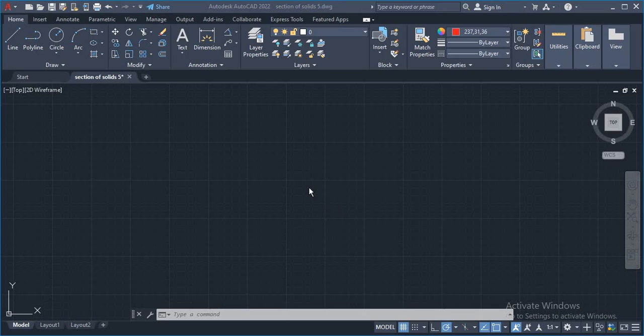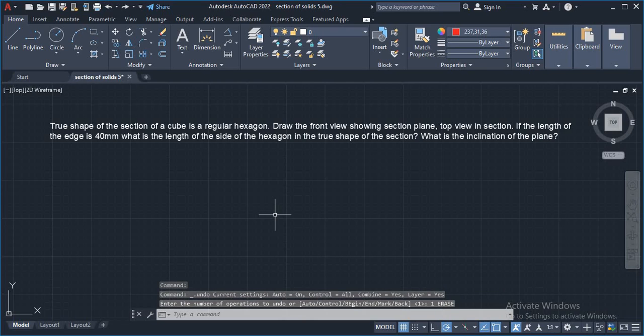So let us discuss about section of solids. In this section we are going to discuss about a cube, which gives you a regular hexagon shape when you are cutting the cube. So the problem is: the true shape of the section of a cube is a regular hexagon.